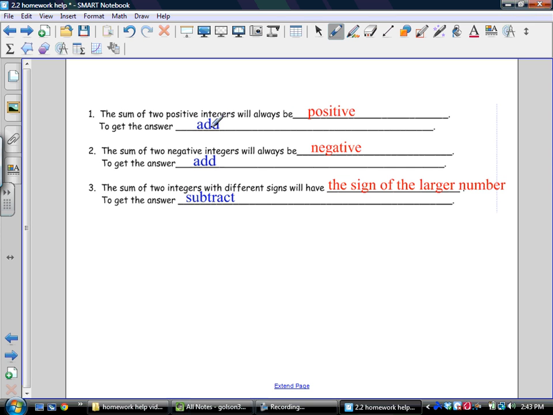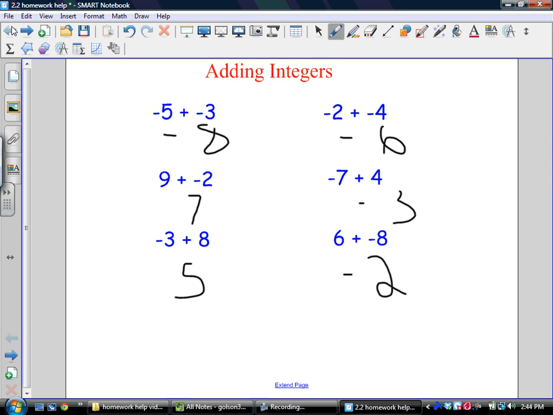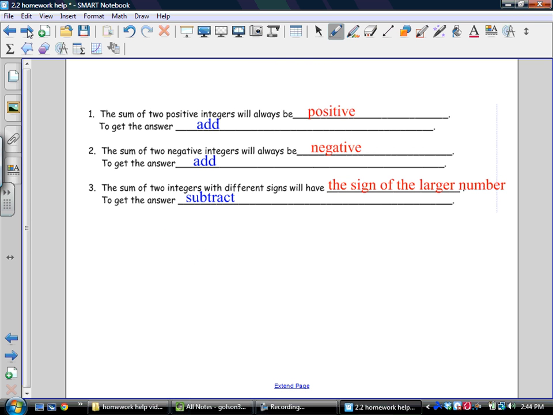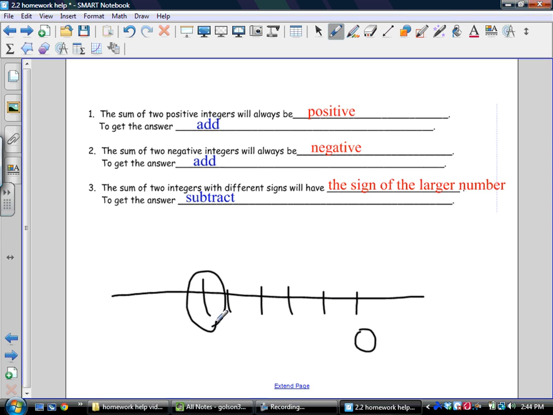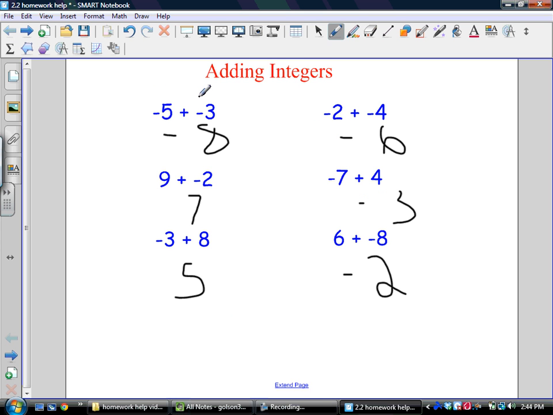Now the negatives are very similar. The sum of two negatives is always going to be negative. If you look back here, the first two examples I did both had two negatives, and they came out to be negatives. The reason is, if you look on a number line, if this is 0 and I'm starting at -5 right there, and I'm going to add a -3.